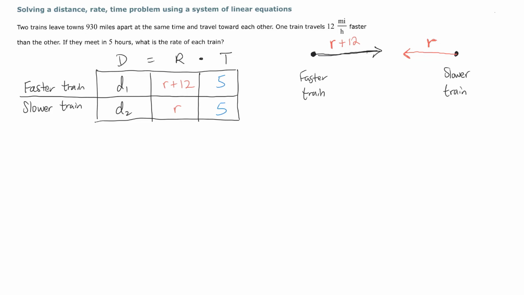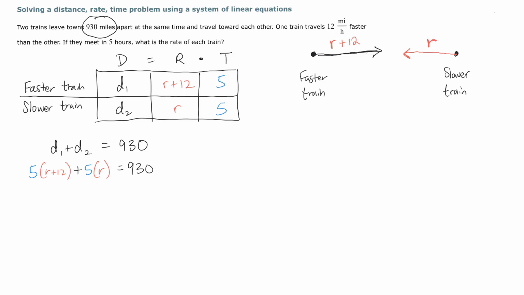We do know something up here, though. We do know they're 930 miles apart. In other words, we're given the total distance. d1 plus d2 has to equal 930. And that's sort of the breakthrough there. We also have a substitution now for d1. d1 is simply 5 times r plus 12. That's d1. And then what is d2? d2 is 5 times r. Because rate times time gives you that distance. Is now equal to 930.